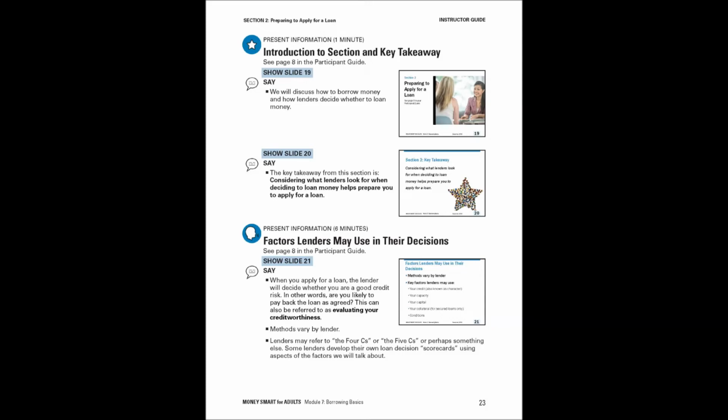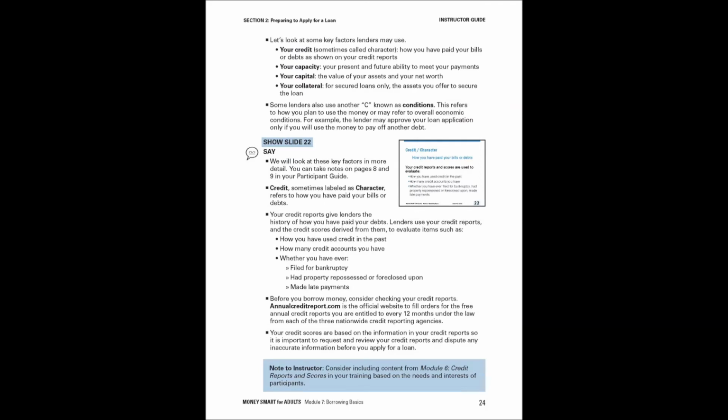The topic that begins this section, factors lenders may use in their decisions. This is on slide number 21, and you're going to notice here the factors are referred to by lenders as the 4 C's or the 5 C's, and you'll see them here: credit, capacity, capital, collateral, and conditions. And so the next several slides, slide 22 through 25, take each of these C's and define them with their particular details and characteristics.